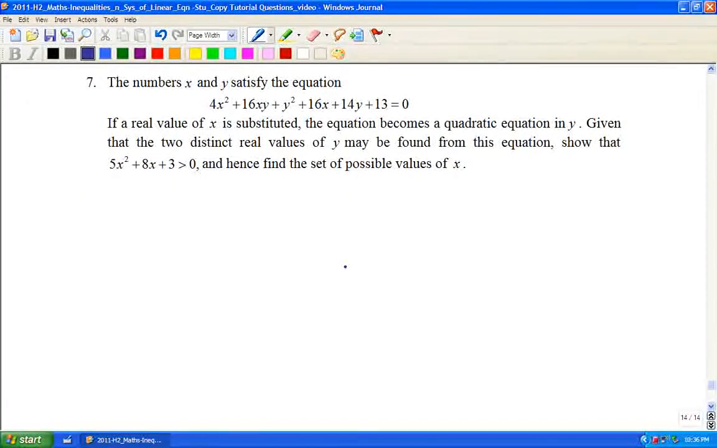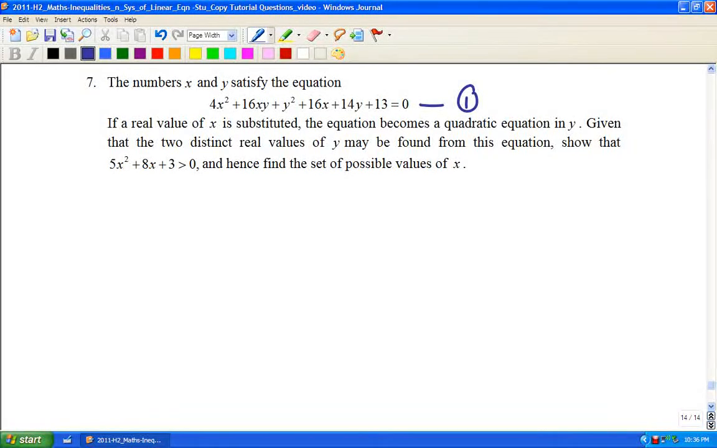Alright, now for tutorial question 7, you are given that x and y satisfy the equation as shown, equation 1. They tell you that if a real value of x is substituted, the equation becomes a quadratic equation in y. They also tell you that two distinct real values of y can be found from this equation.